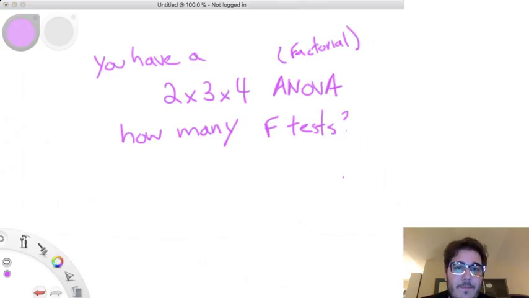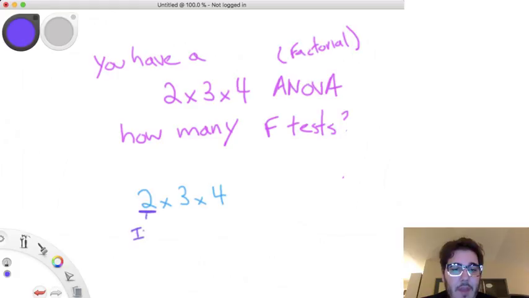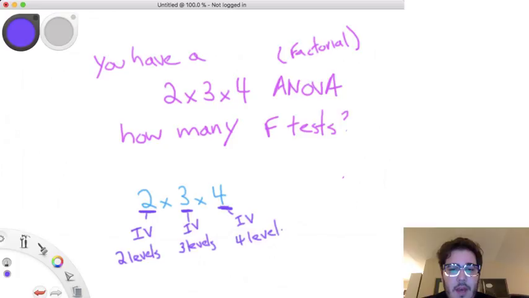So that's our setup, right? This is an IV with 2 levels. This is an IV with 3 levels. This is an IV with 4 levels. So each value corresponds to an independent variable, and the value of that number is how many levels it has.